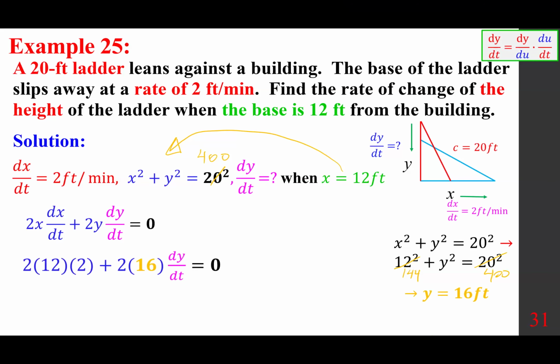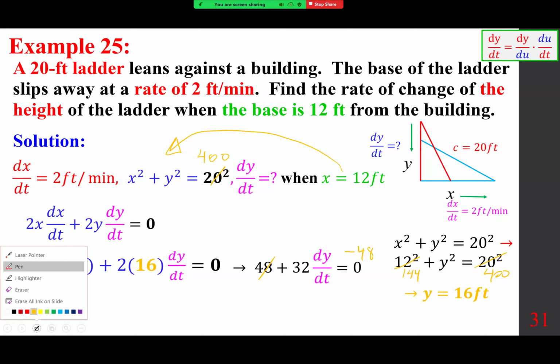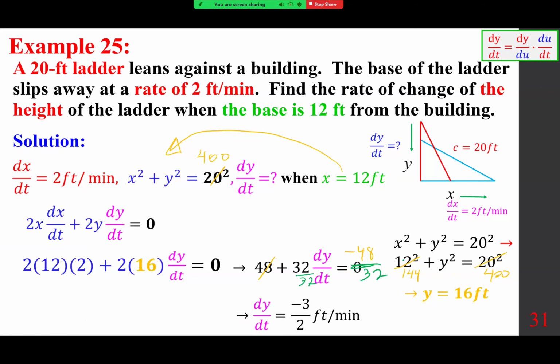Now you can plug in. 2 times 12 times 2 is 48. 2 times 16 is 32. Therefore, we get 48 plus 32 dy/dt equals 0. We move the 48 and we divide both sides by 32. They are both divisible by 16. We get negative 3/2 feet per minute.